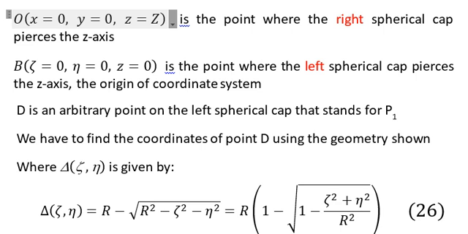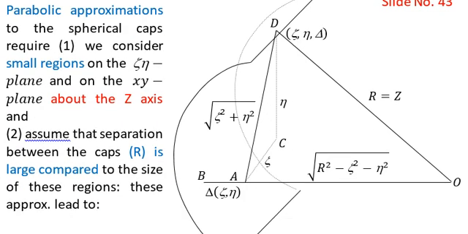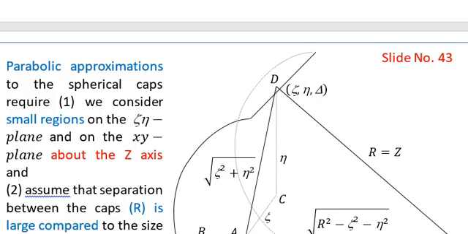So D is any arbitrary point on the left spherical cap that stands for point P1. You can see in this figure that we have replaced the point P1 by a more general point D. So D stands for the point P1 that is on the given spherical cap, the left hand spherical cap. So we have to find out the coordinate of the point capital D.